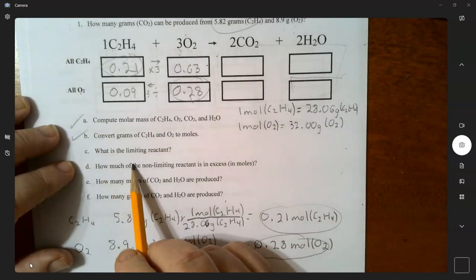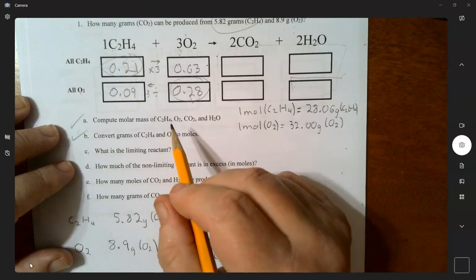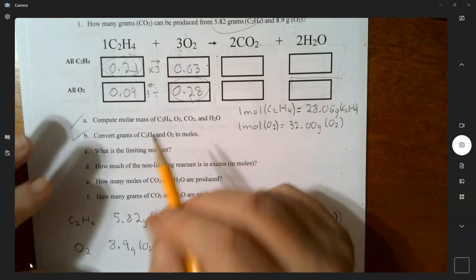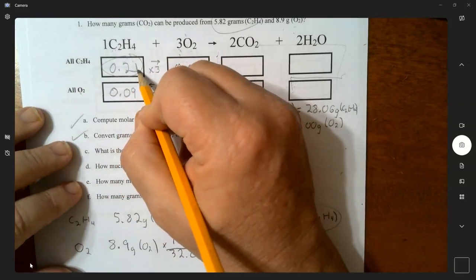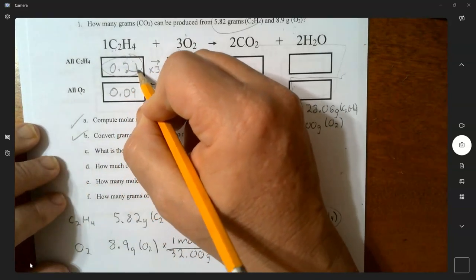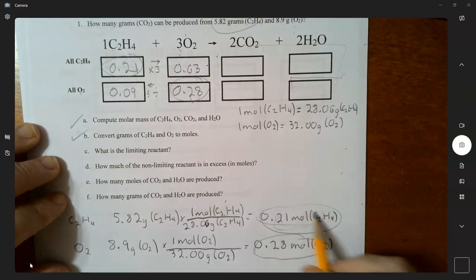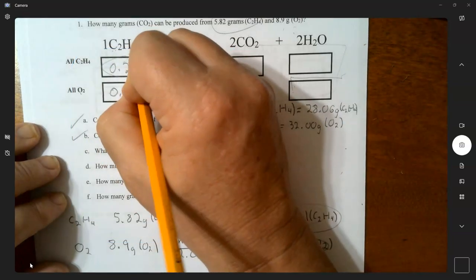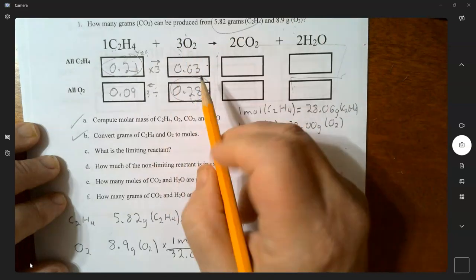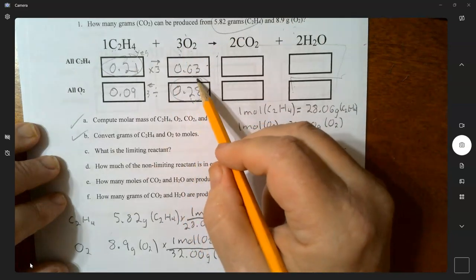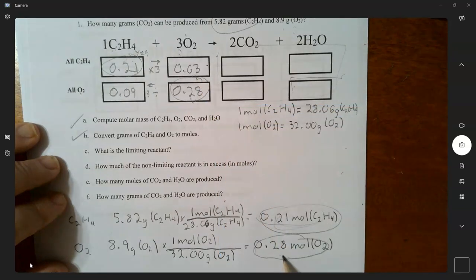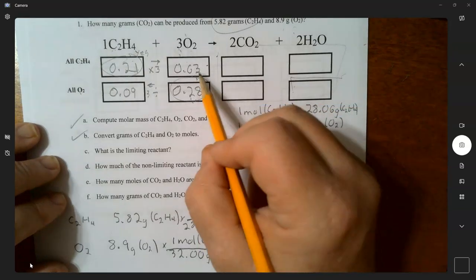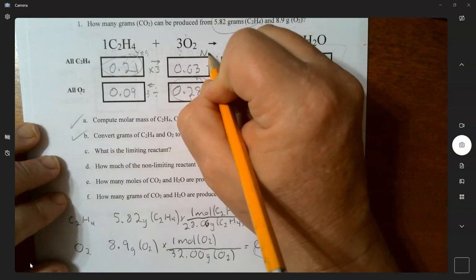What is the limiting reactant? So first we've got to go around and ask, do we have this much or more? That's what at least means, at least this much. Do we have this much C2H4? The answer is yes. That's exactly how much we were given, so that's a yes. Do we have at least 0.63 moles? And the answer is no. We only have 0.28 moles. We don't have that, so that's going to be a no.